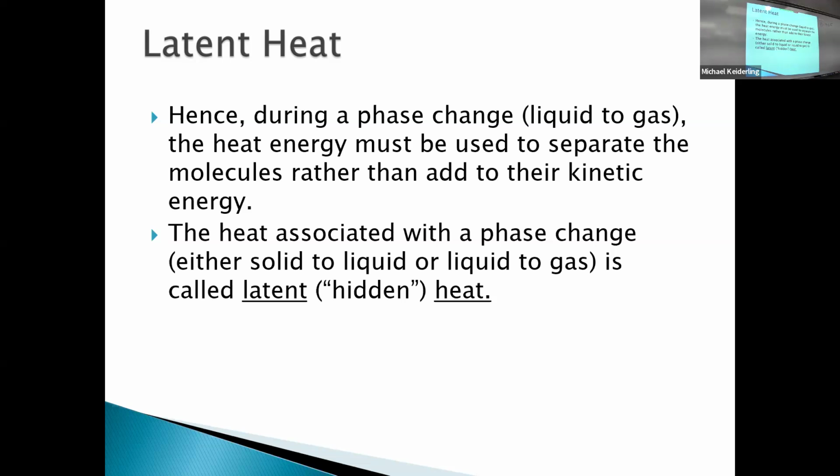And the heat associated with the phase change, either solid to liquid or liquid to gas, is called latent or hidden heat. Because you put heat in and there's no change in temperature. So the heat is hidden.